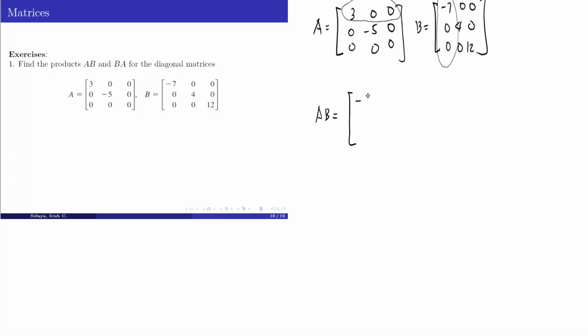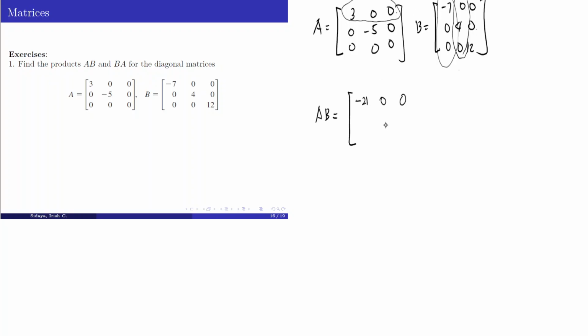So that's negative 21. Next is the first row multiplied by the second column. We have 3 times 0, so 0, and then 0 here, and 0. So we will just have 0 there. Then we multiply the first row by the third column. This 3 times 0 is 0, then 0 here, also 0 here.